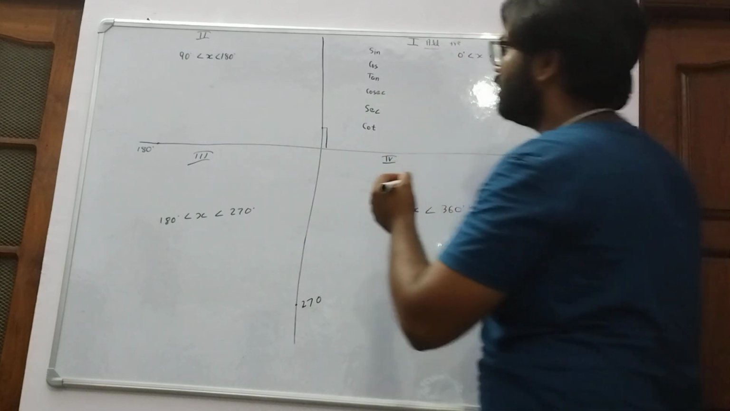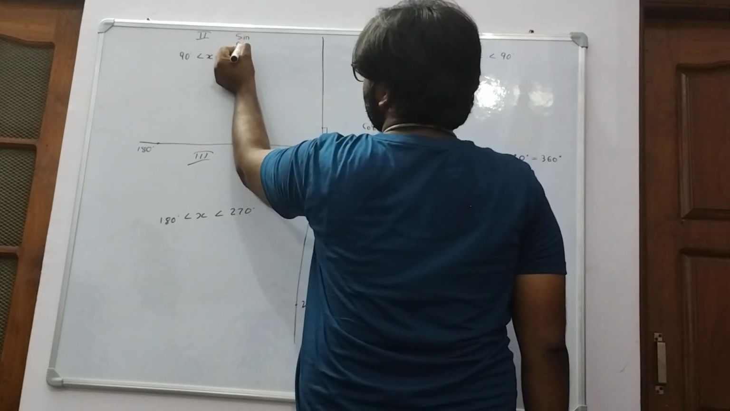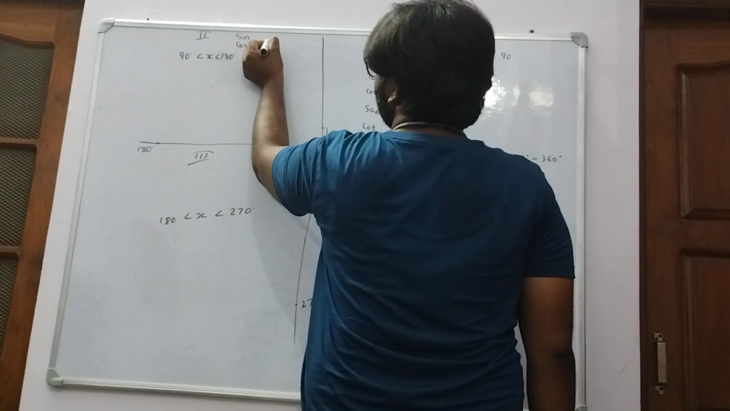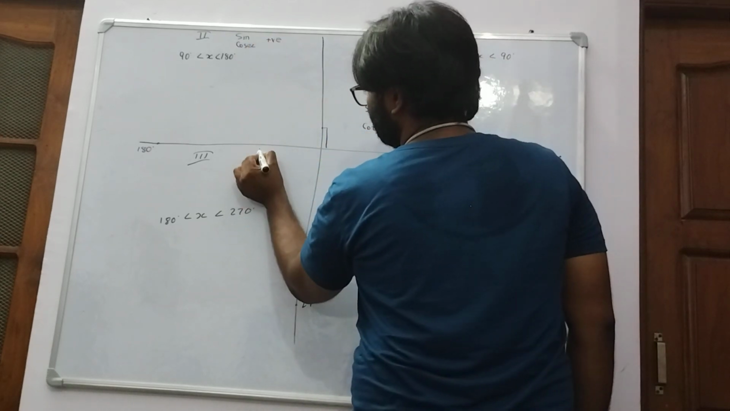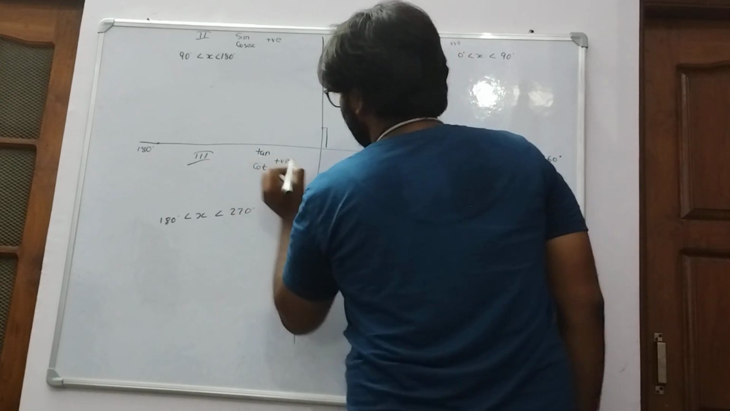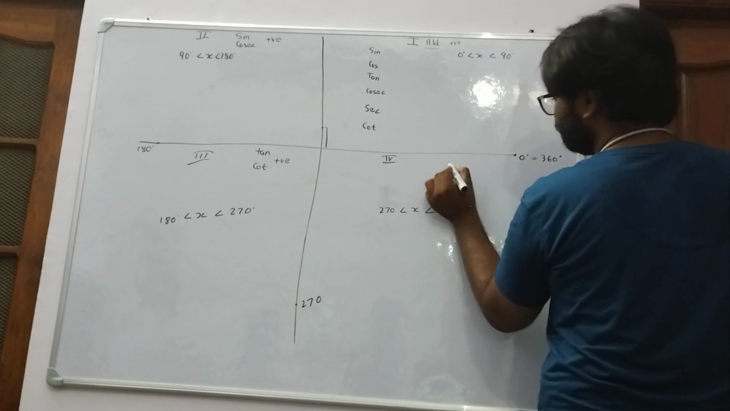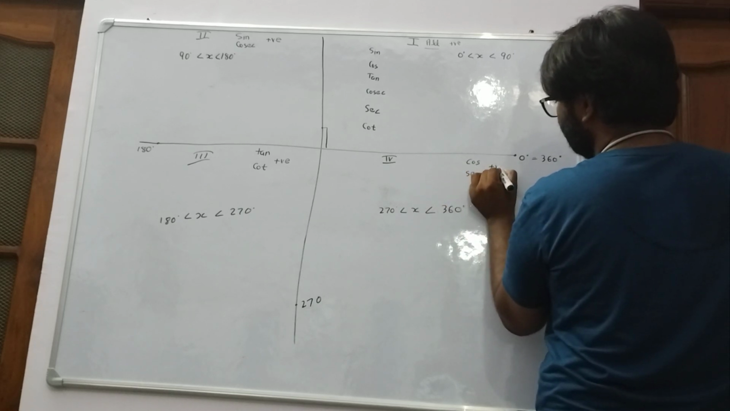In the second quadrant, sine and cosec are positive. In the third quadrant, tan and cot are positive. In the fourth quadrant, cos and sec are positive.